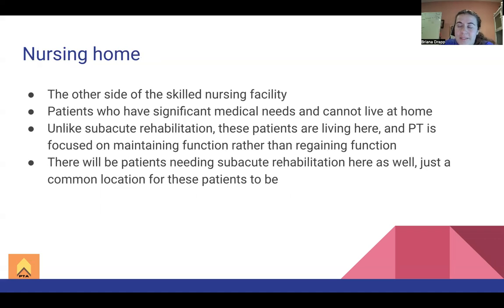So nursing home, this is the other side of the skilled nursing facility. Those are patients who have significant medical needs and cannot live at home. We are maintaining function with this patient. It is not subacute rehabilitation, but the patients are living here. Instead of being here and then trying to get home, this is now their home. So understand also when you're treating these patients, this is their home. Again, we're maintaining function for these patients rather than regaining function.